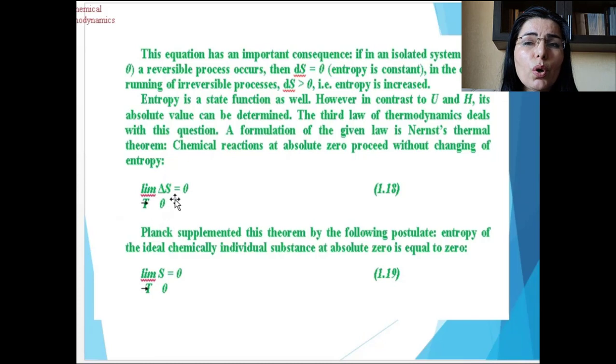The third law of thermodynamics deals with this question. A formulation of the given law is the Nernst thermal theorem. Chemical reactions at absolute zero proceed without any change of entropy. And Planck supplemented this theorem by the following postulate. Entropy of an ideal chemically individual substance at absolute zero is equal to 0.